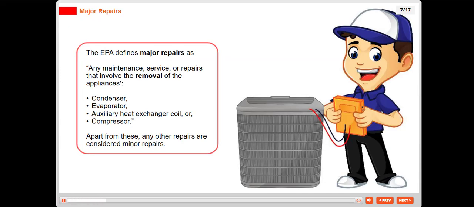EPA defines major repairs as any maintenance, service, or repairs that involve the removal of the appliance's condenser, evaporator, auxiliary heat exchanger coil, or compressor. Apart from these, any other repairs are considered minor repairs.